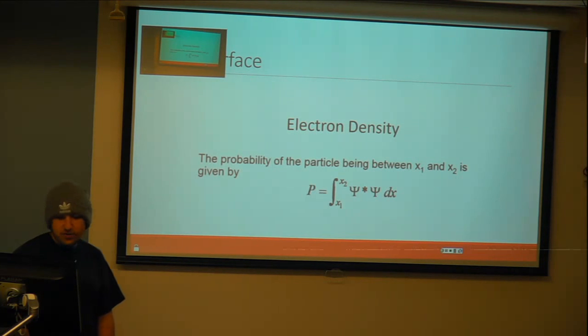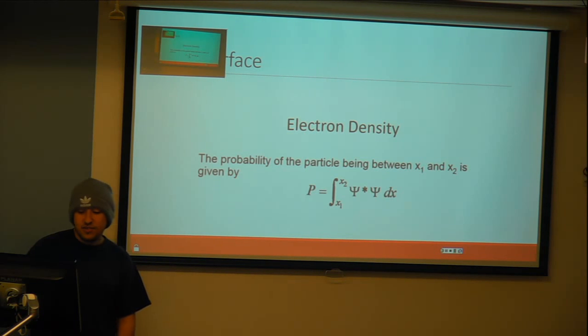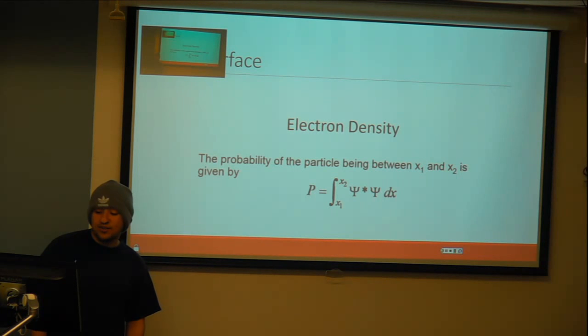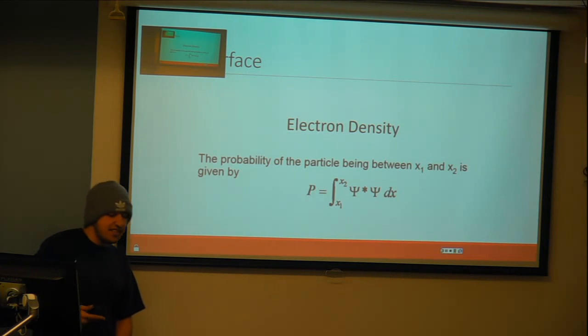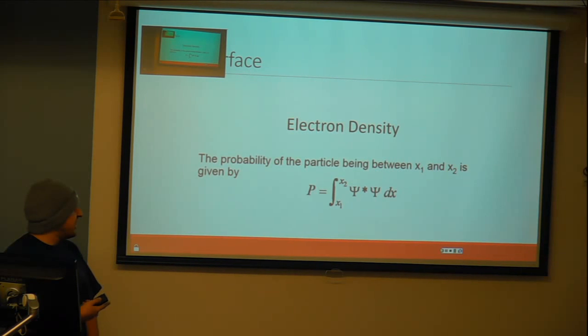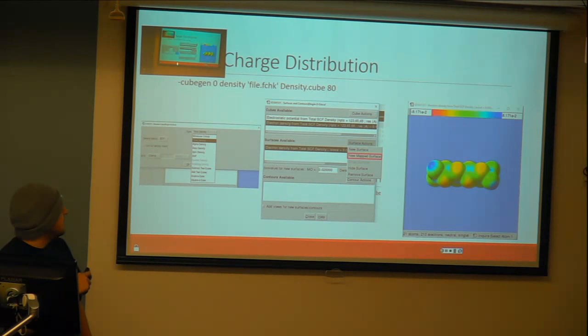Isosurfaces. One of the first things I was asked to figure out was electron density. Basically, electron density is the probability of the particle being between two areas, or distances, and this is usually given by the integral of a product of the wave function. So, back to what we do after the 0, do a cube gen 0 density. This will give us a cube file that shows basically a density.